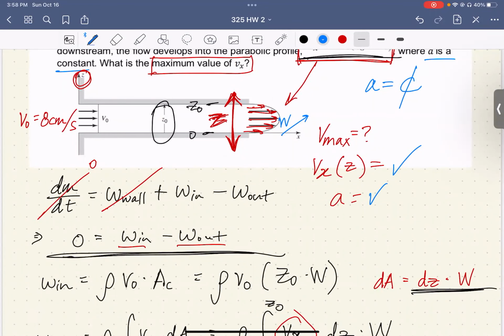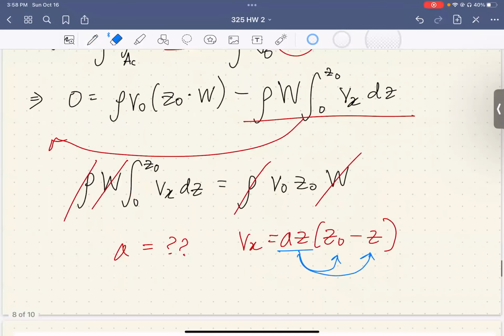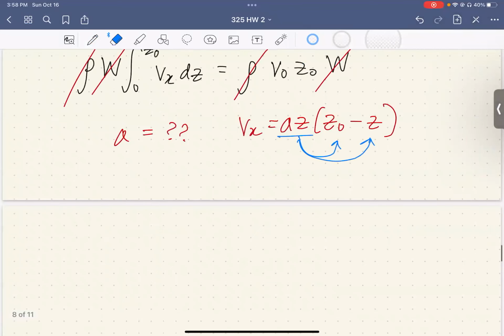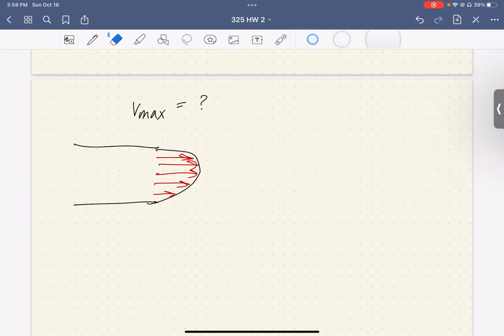Now let's talk about Vmax. So what is Vmax? Let me add a new page. What is Vmax? I know before we've been kind of saying that it is in the center of the flow profile. And also we can double check that in this way, because you might also have a flow profile that's maybe like this, right? You could have other flow profiles like that.